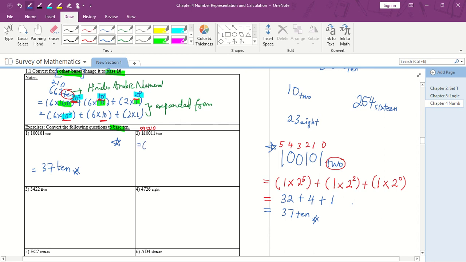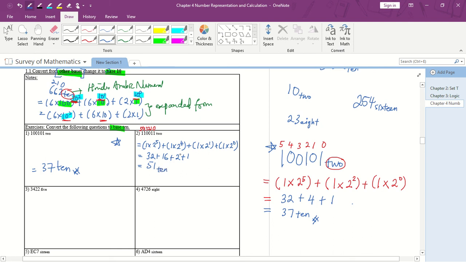The first step: 1 times 2. Why 2? Because this is base 2, power of 5, plus 1 times 2 power of 4, then the two 0s we can skip because they will be 0, then 1 times 2 power of 1, and the last one, 1 times 2 power of 0. So 1 times 2 power of 5 is equal to 32. 2 power of 4 times 1 is equal to 16. 1 times 2 is equal to 2. 1 times 2 power of 0 is equal to 1. Adding together, 32 plus 16 is 48, 48 plus 2 is 50, 50 plus 1 is 51. And this is base 10.